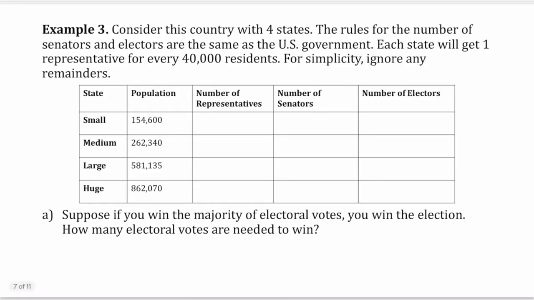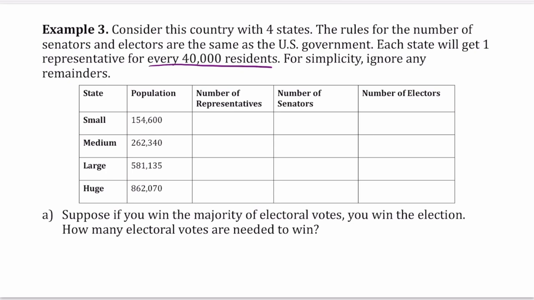Example 3. Consider this country with 4 states. The rules for the number of senators and electors are the same as the U.S. government. Each state will get 1 representative for every 40,000 residents. For simplicity, we're going to ignore any remainders. A says, suppose if you win the majority of electoral votes, you win the election. How many electoral votes are needed to win?